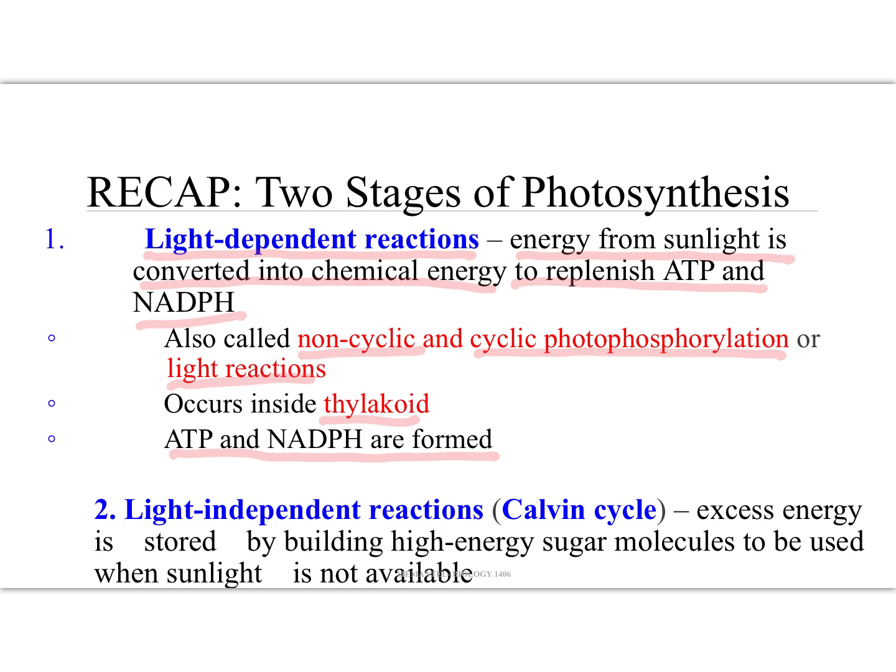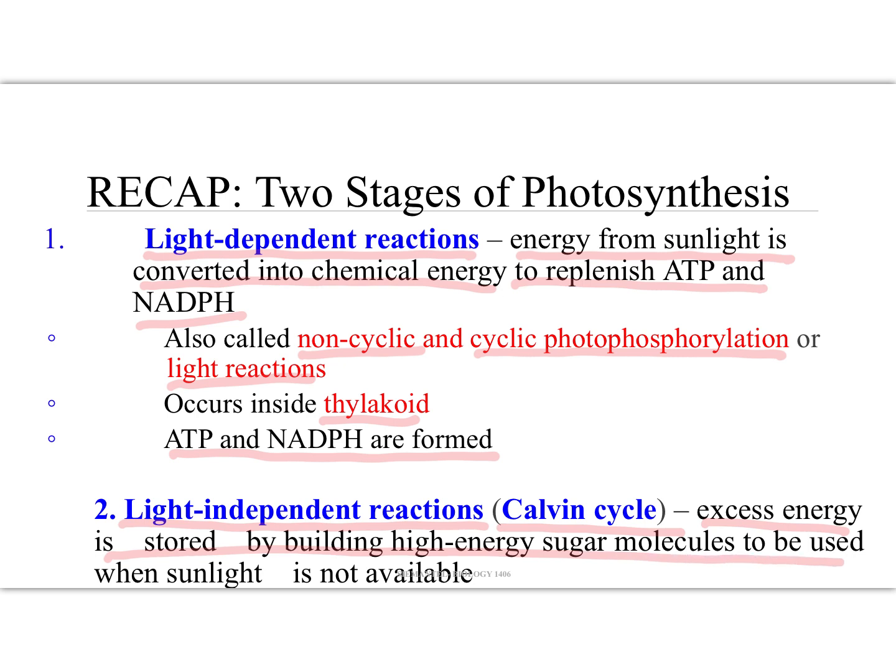The next step is known as the light-independent reactions, also known as the Calvin cycle. And in the Calvin cycle, we're going to go ahead and take excess energy and store it in the form of high-energy sugar molecules, or G3P molecules, that will eventually be turned into glucose molecules.